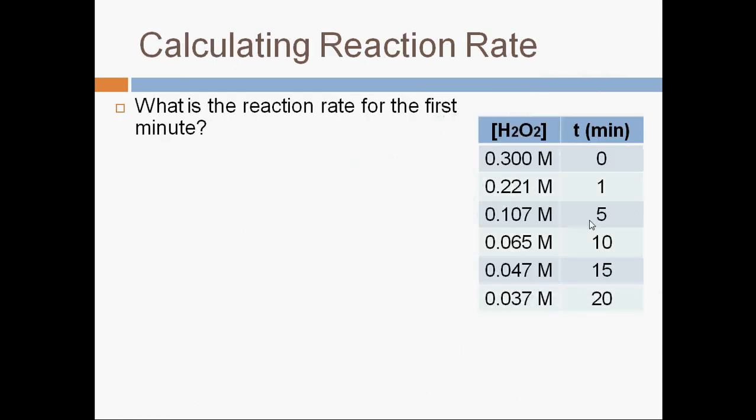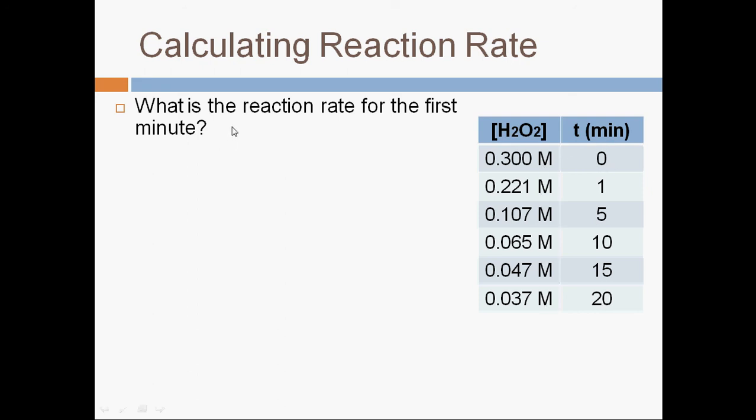Okay. Say we've got some hydrogen peroxide. And over time, we know that hydrogen peroxide is going to break down into water and oxygen. And we want to figure out the rate at which this is happening. So on the left-hand column here in our data table, we've got the concentration of hydrogen peroxide in molarity. And on the right-hand side, we see the time at which each of these data points was taken in minutes.